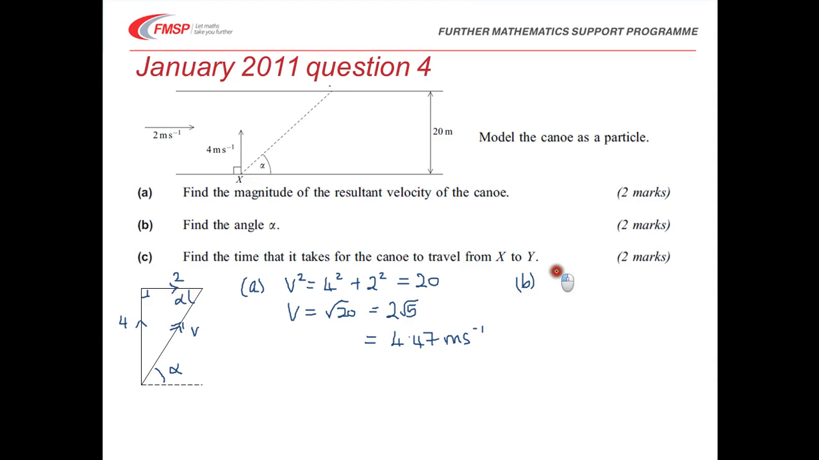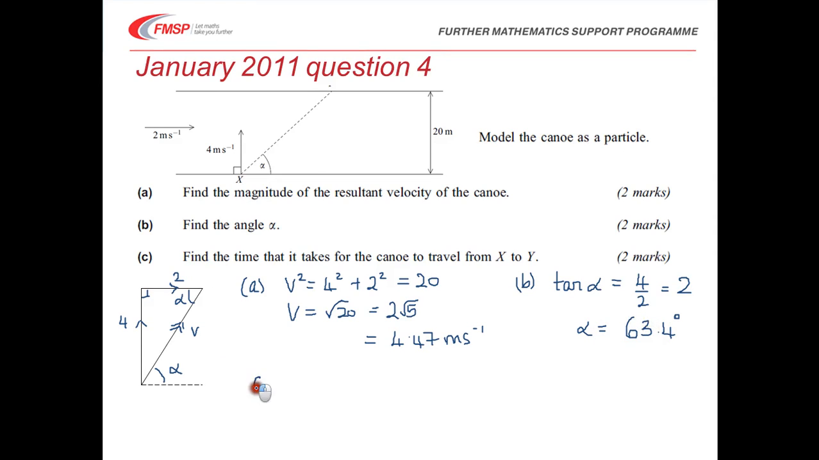And so the tan of alpha will be the opposite over the adjacent, 4 over 2, which is 2, which means that the angle alpha is tan to the minus 1 of 2. So alpha is 63.4 degrees to 3 significant figures.